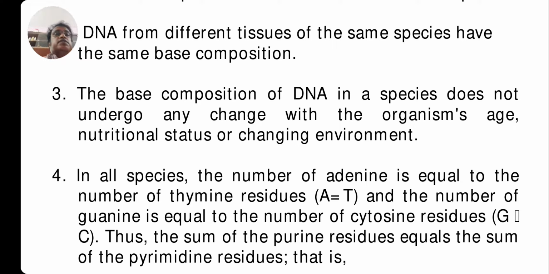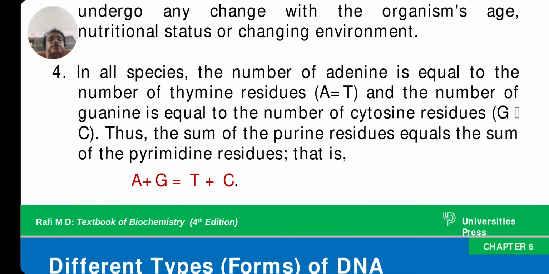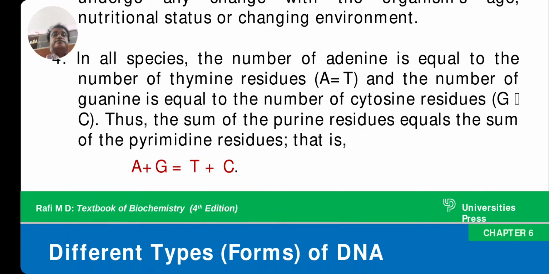In all species, the number of adenine residues is equal to the number of thymine residues, and the number of guanine residues is equal to the number of cytosine residues. Thus, the sum of purine residues equals the sum of pyrimidine residues. That is, adenine plus guanine equals thymine plus cytosine.